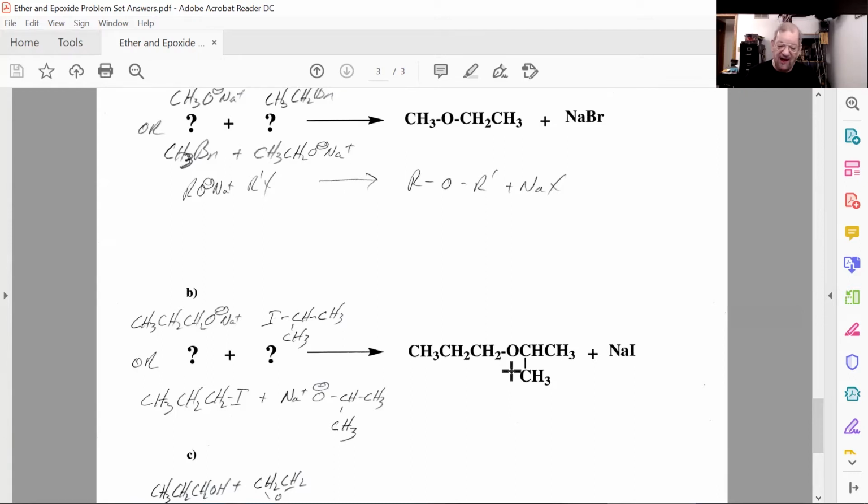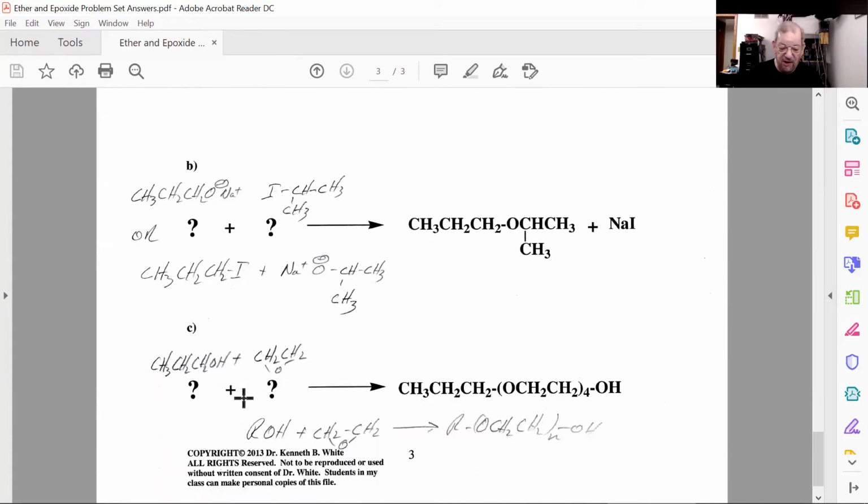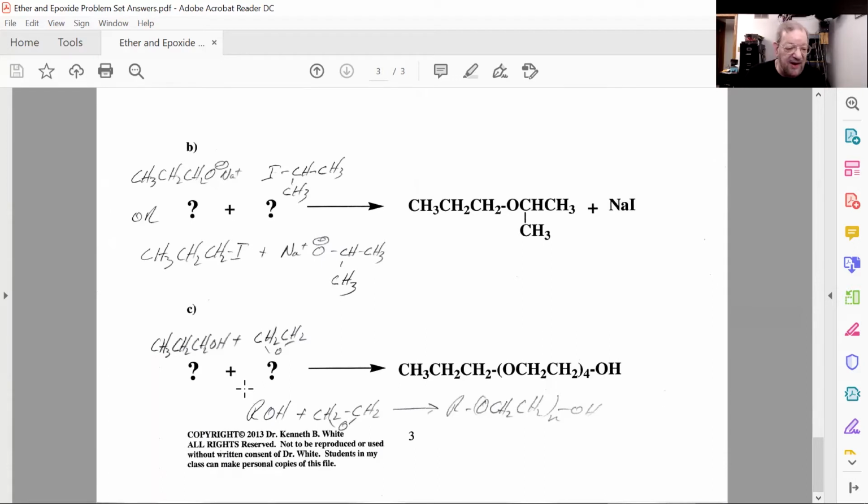Well, if I do that, then I have R is these 3 carbons, which carbon has the oxygen, the center one, and it will have O minus Na plus. These 3 carbons, which one has the oxygen, the end one, and that will have the halogen, in this case, iodine. Now, Dr. White made a big mistake, and that is on this problem C.